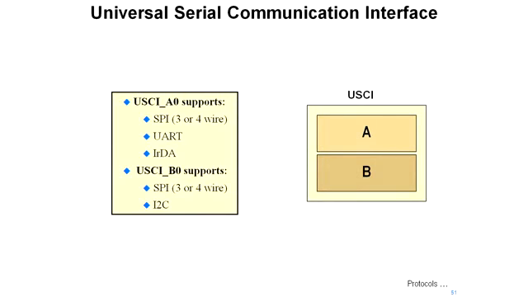A simplified view of the USCI, or Universal Serial Communication Interface, is shown on this slide. The USCI offers you UART, SPI, and I2C, and it's split up into two sections. The A portion offers you 3 or 4 wire SPI connectivity, either slave or master. It offers you UART connections, and it offers you IrDA if you're doing infrared. The B0 portion also supports SPI, 3 or 4 wire, and in addition it supports I2C.